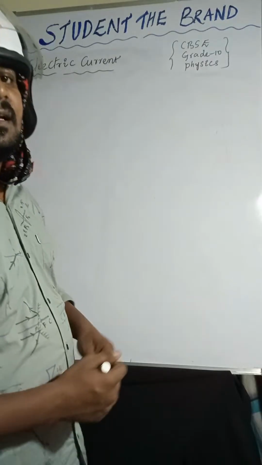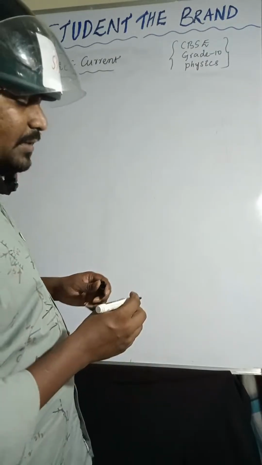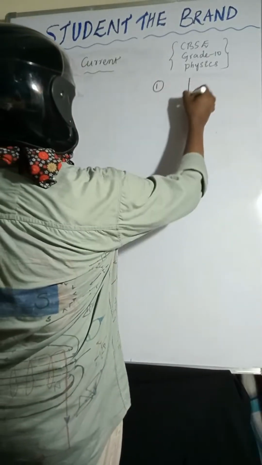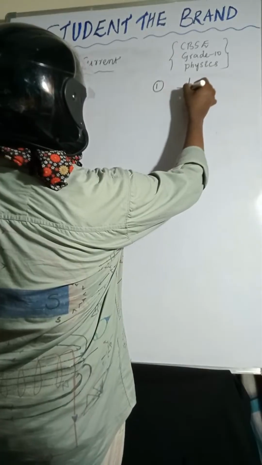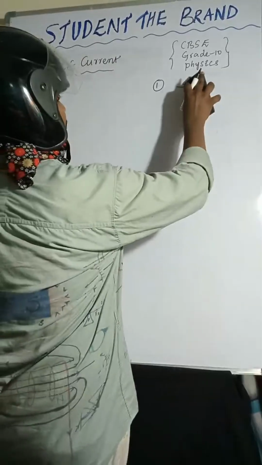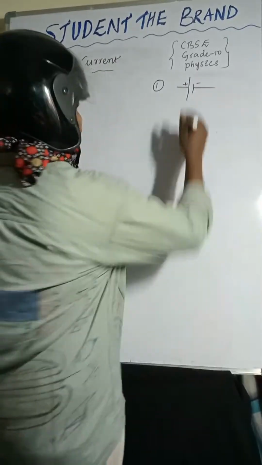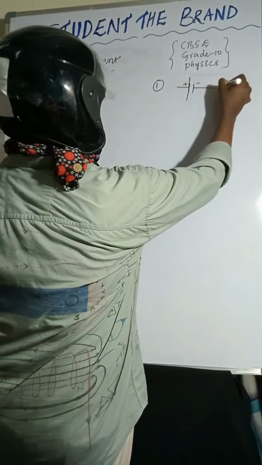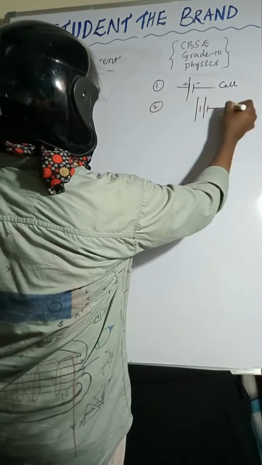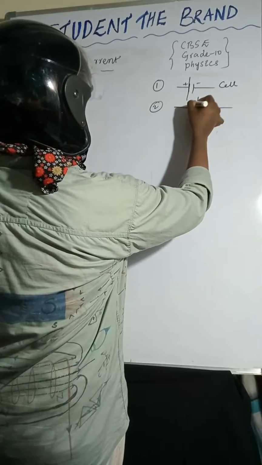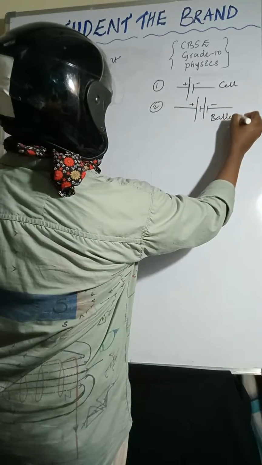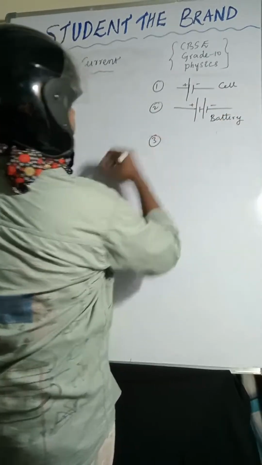Next we are going to discuss electrical appliances. First one, I am taking the cell. This is the positive terminal, negative terminal. Second one is battery, with positive terminal and negative terminal. Okay, coming to the third one.